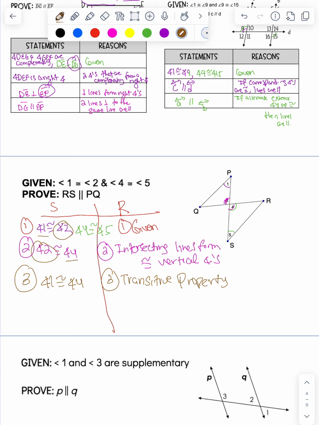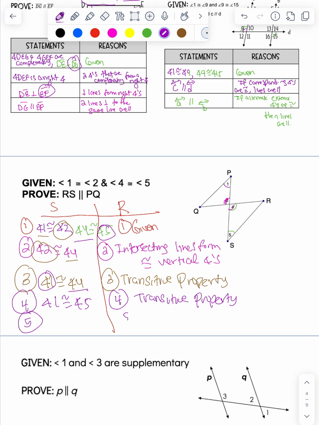And now, if angle 1 is congruent to angle 4, but angle 5 was also congruent to angle 4, well, that means that angle 1 and angle 5 have to be congruent to each other by the transitive property as well. And now that we know that angle 1 and angle 5 are congruent to each other, angle 1 and angle 5 are alternate interior angles. We showed that they're congruent, so that proves that the lines are parallel. If alternate interior angles are congruent, then lines are parallel.